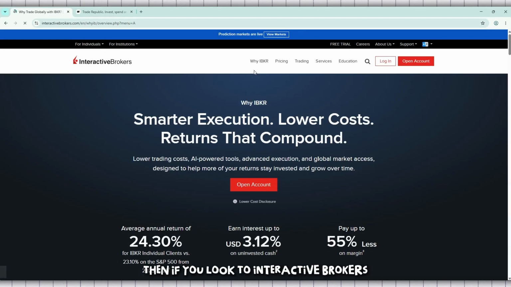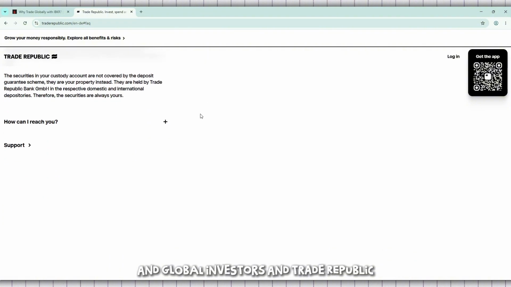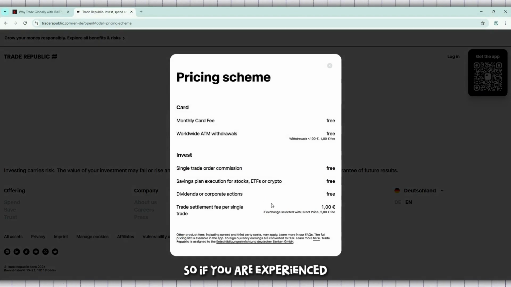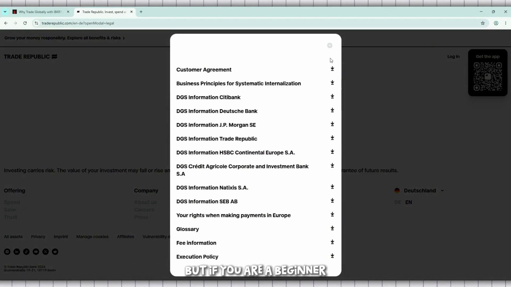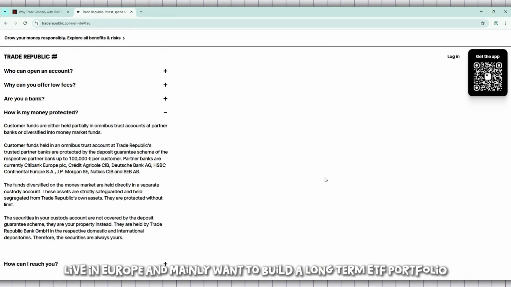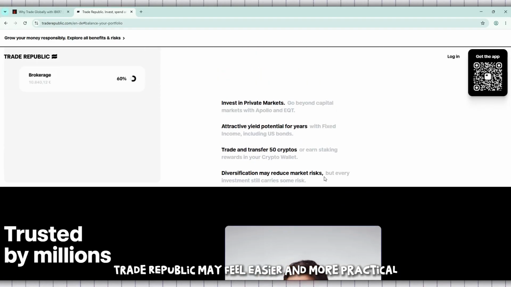Then, if you look at it, Interactive Brokers is the best for advanced traders and global investors. And Trade Republic is the best for beginner and long-term ETF investors, especially in Europe. So if you are experienced, trade often, or want access to global markets, Interactive Brokers can be a strong choice. But if you are a beginner, live in Europe, and mainly want to build a long-term ETF portfolio, Trade Republic may feel easier and more practical.